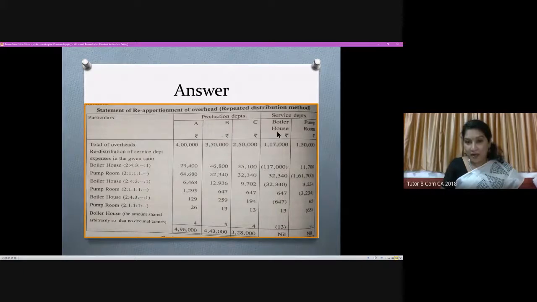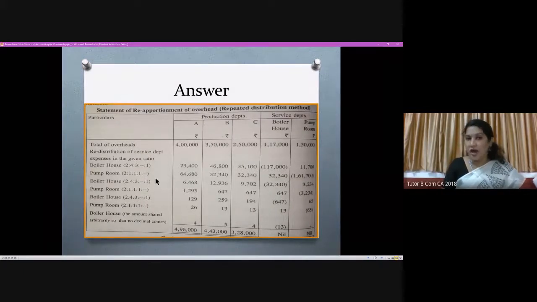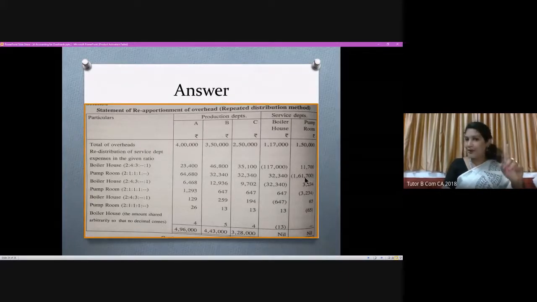So the part of expense in boiler house would be 32,340. So I have shared that in the ratio of 2:1:1:1. So I have nullified the expense of pump room, but then you have to observe that there was a piece of expense which has again come to boiler house, which was part of pump room expense. It has come to boiler house, that is 32,340. So again, I will have to try nullifying the expense of boiler house.